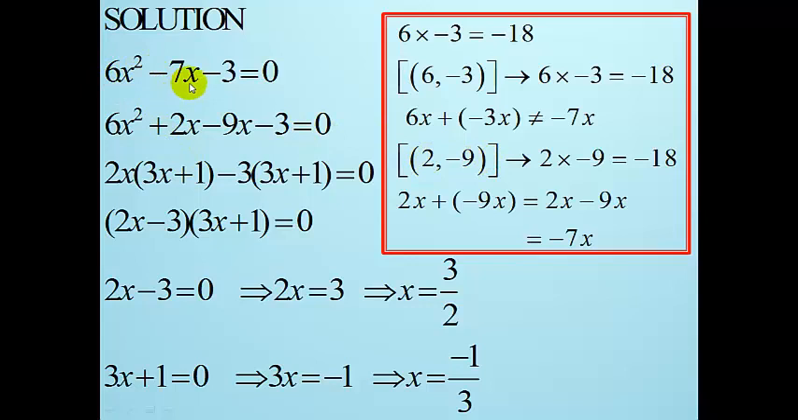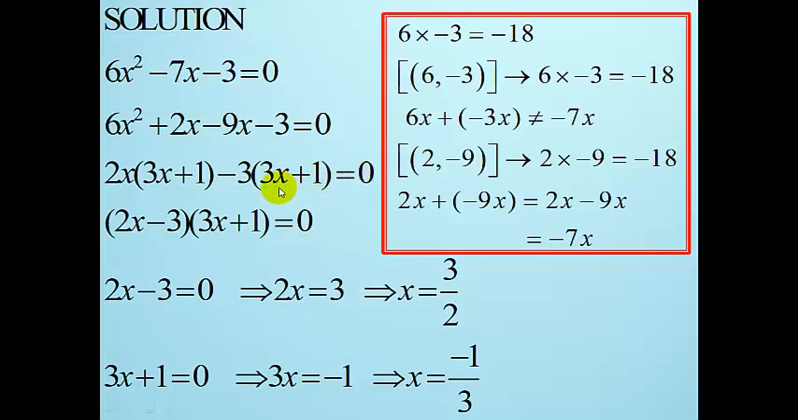So 6x squared minus 7x minus 3 equals 0 can be expressed as 6x squared plus 2x minus 9x minus 3 is equal to 0. This is because when we multiply the 2 by the minus 9, we have minus 18, and 2x minus 9x is minus 7x. Now, considering the first two terms, we factor 2x out. So when 2x is factored out, in brackets we have 3x plus 1. Now, considering the last two terms, we factor minus 3 out. And when we factor minus 3 out, in brackets we have 3x plus 1.